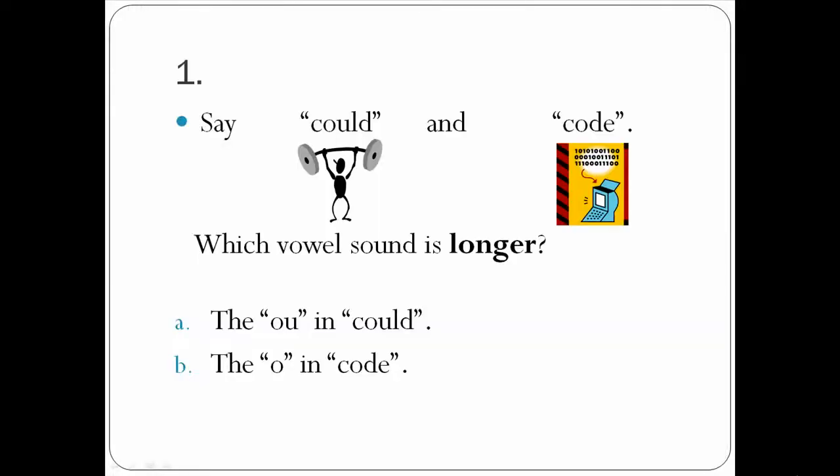1. Say could and code. Which vowel sound is longer? The O in code is longer. Listen again. Could, code.